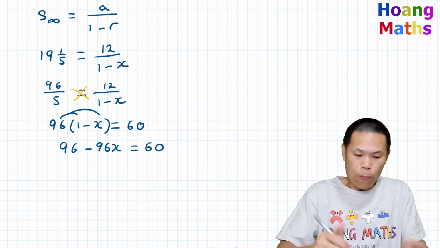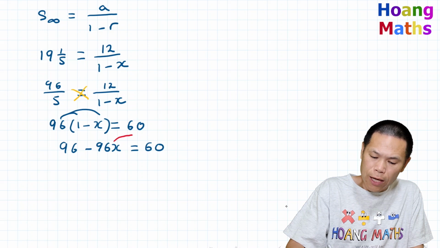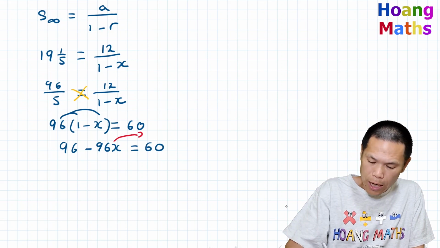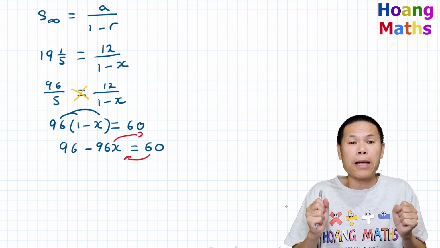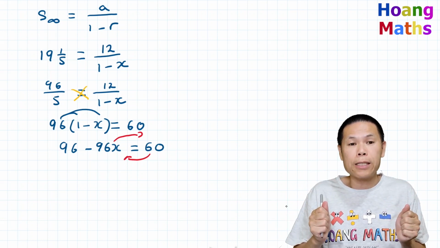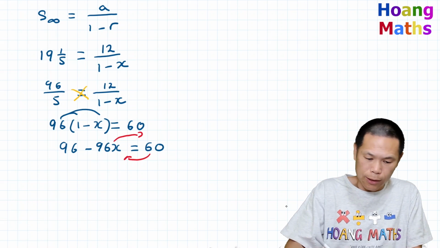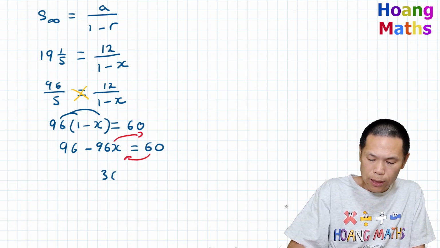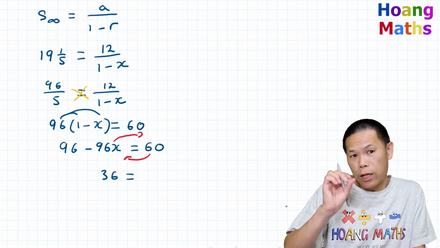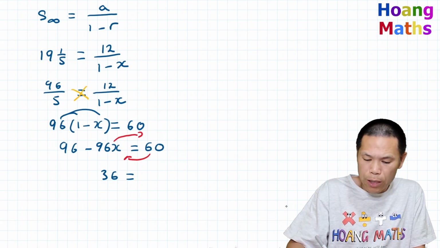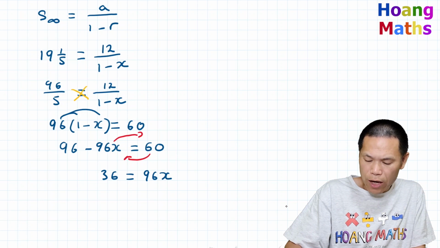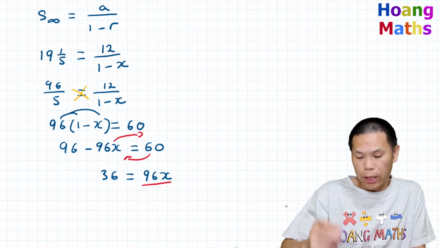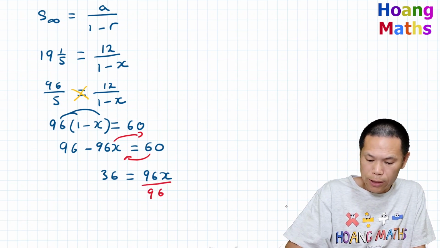Now I move this negative 96x to this side and 60 to that side. So that becomes 96 minus 60. 96 minus 60 is 36. Okay, so 36 is equal to, the negative 96x moved to this side becomes positive 96x. Now I just divide both sides by 96, which is 96 here and 96 here.